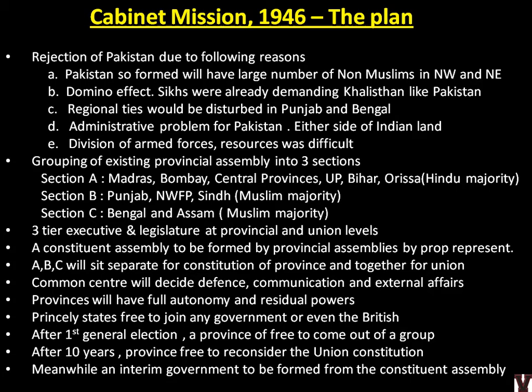Groups will be formed, provinces will have more powers, residual powers. After the first general election, they can go separate from a particular group, and after 10 years they can even go away from the union itself. So this was actually a bizarre plan, but this was the plan with which Stafford Cripps, Pethick-Lawrence and Alexander came to India.